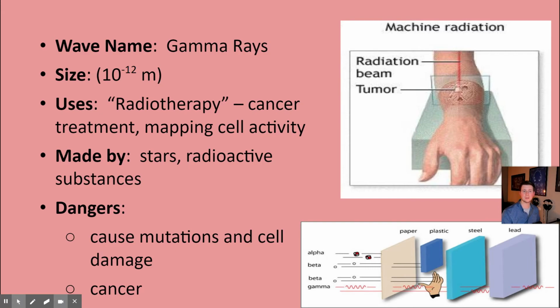Again, stars make them, right? And radioactive substances. So radioactive elements on the periodic table, which we'll spend some time later in the year learning about, absolutely produce some of these gamma rays, and they absolutely are very dangerous. Gamma rays are for sure super dangerous.